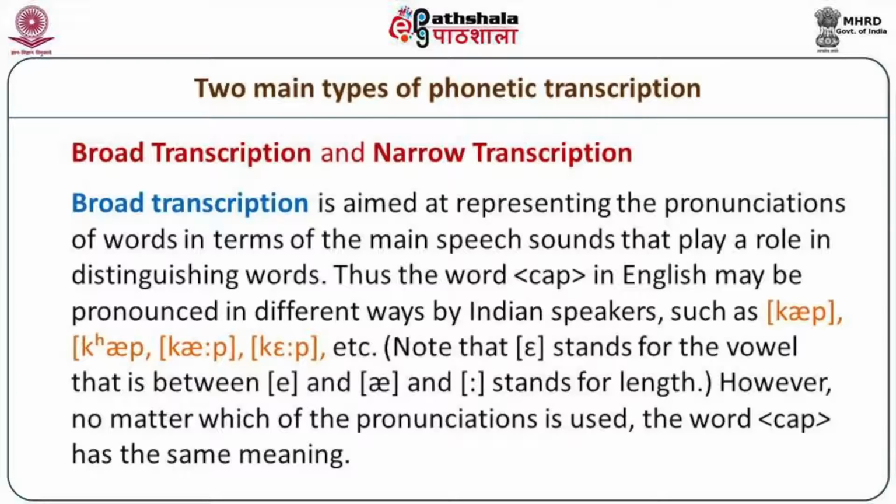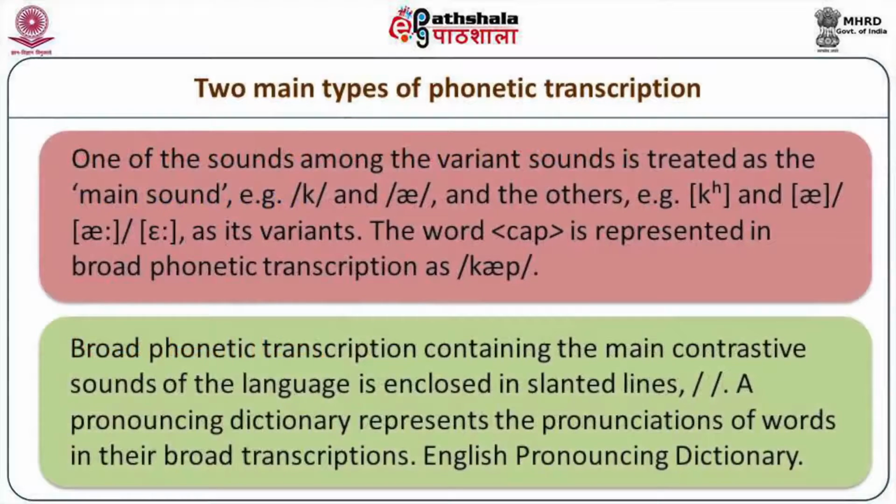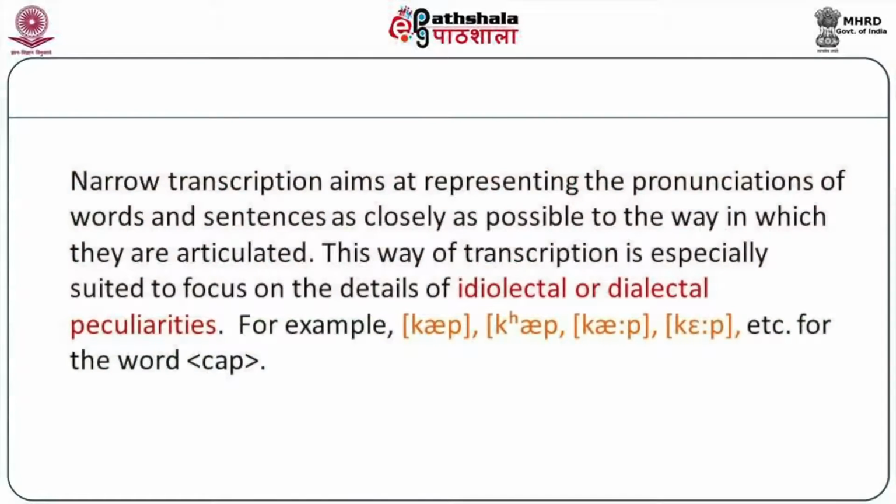In such a case, when the differences in the pronunciation of words do not play an important role in identifying the meanings of words, we use broad transcription. Broad phonetic transcription, containing the main contrastive sounds of languages, in other words, is used in pronouncing dictionaries and is enclosed in slanted lines. Narrow transcription aims at representing the pronunciations of words and sentences as closely as possible to the way in which they are articulated.